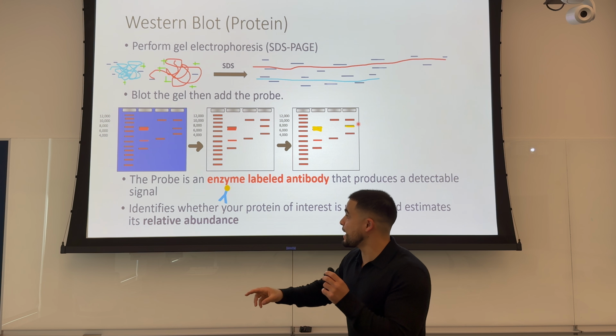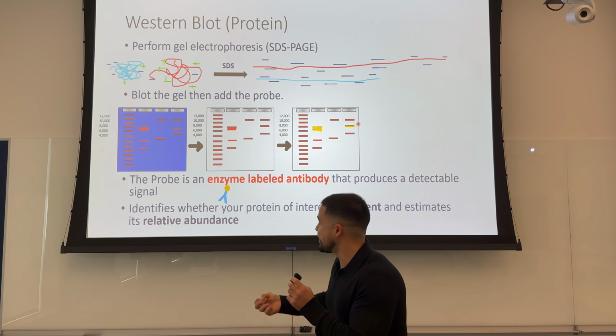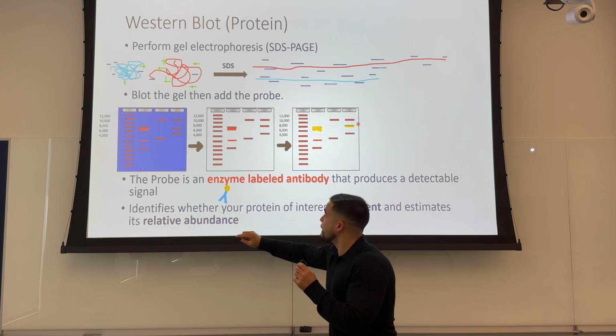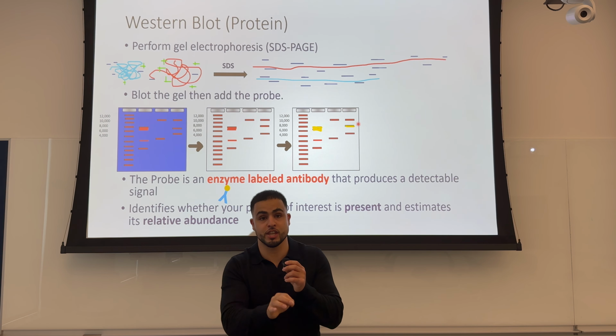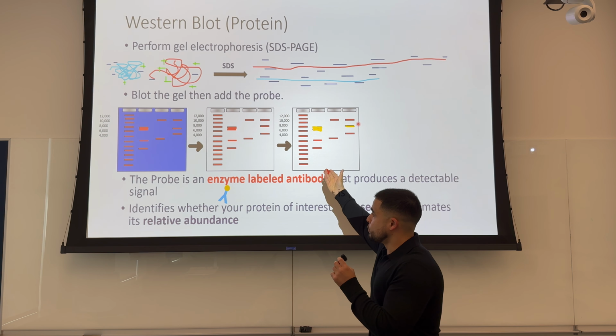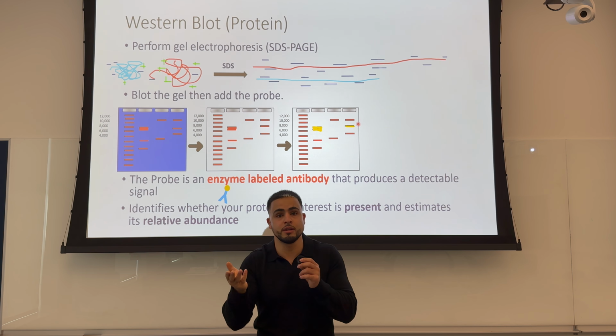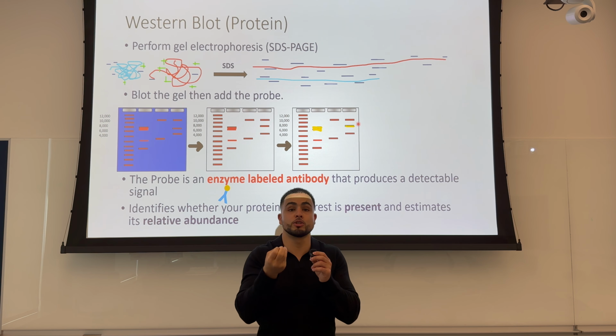So the probe is going to be an enzyme labeled antibody. Essentially what's going on here is that when you add this antibody to this blot, it's going to bind to your protein of interest, if your protein of interest is present. If it's present, it's going to bind to it, and then you allow a reaction to run using this enzyme, and then you'll get a fluorescence. You'll be able to detect a signal.